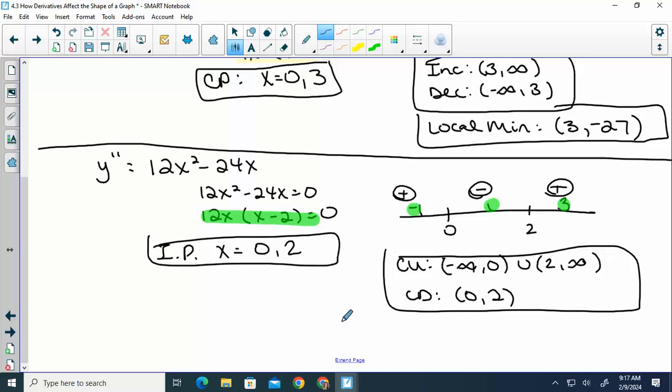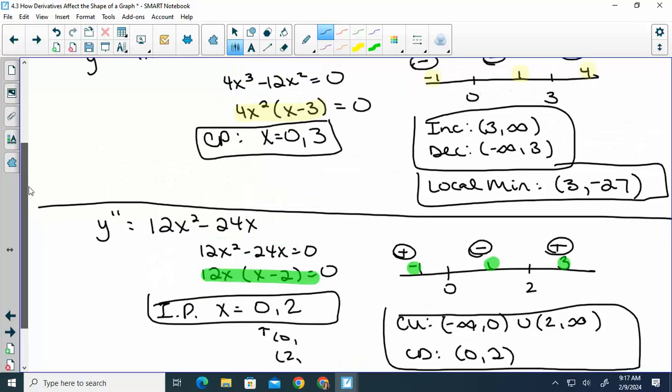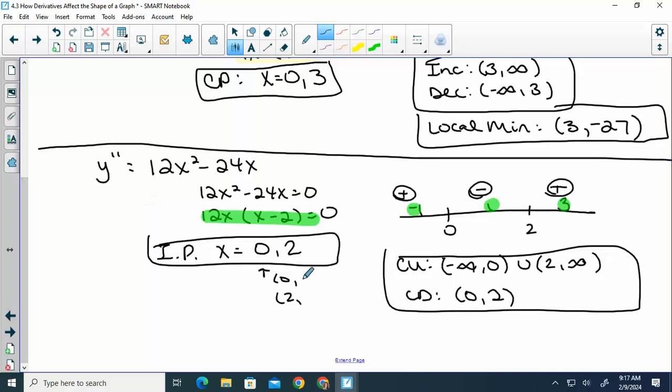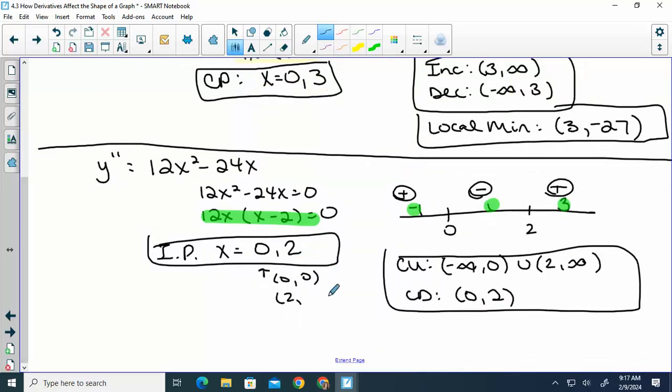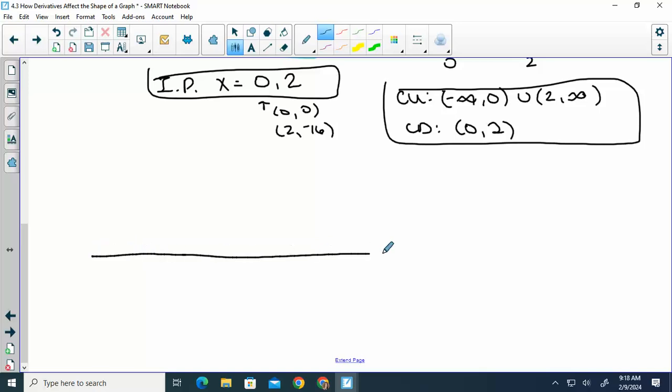We want to be able to put all of this stuff on a graph. Inflection points, if we're going to mark them on the graph, it would be helpful to have ordered pairs. How do you get the y value? Plug them into the original. So if I put in 0, we get 0. If we put in 2, 16 minus 32, so negative 16. Minimums on my y-axis.